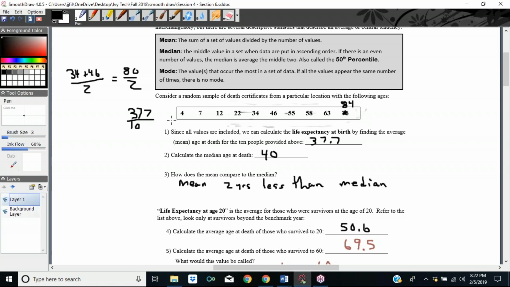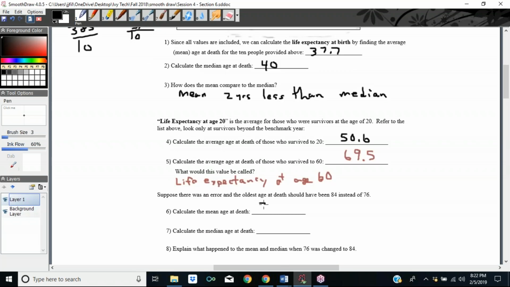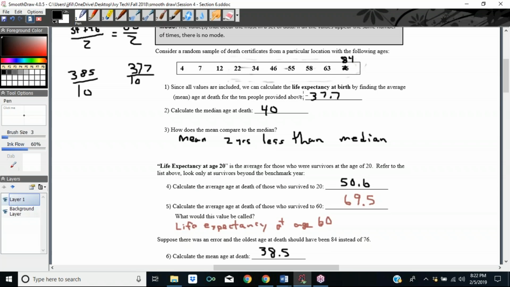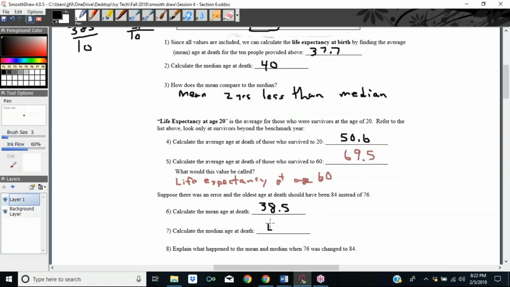So now we're going to add, instead of it being 377, it looks like 8 more than that. So 385 divided by 10 is 38.5. And again, when it asks for the mean, it's really asking for the average. Now let's calculate the median. So the median, again, is the middle number. And it so happens that these are still the middle numbers, and so the median is going to be 40 again. It doesn't change.